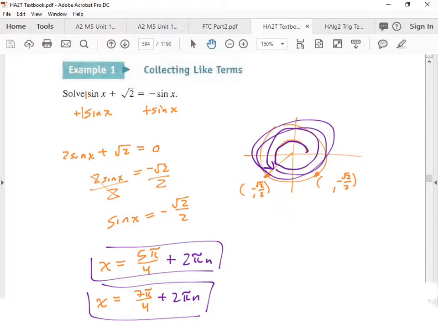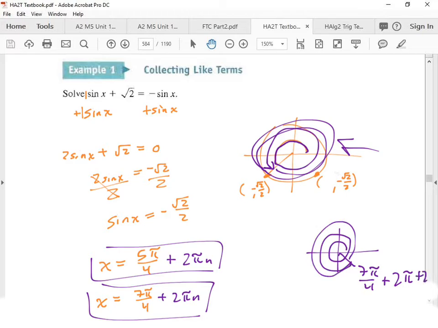So you remember how I kept going around the circle? If I go around one full circle, that's 2 pi, right? So there's 2 pi. If I was right here at 7 pi over 4, and I go around one more time, that would be adding 2 pi to that. And if I go around again, that would be adding another 2 pi to that. So instead of adding a bunch of 2 pis, I put an n right there and just say I'm adding however many pis n is.